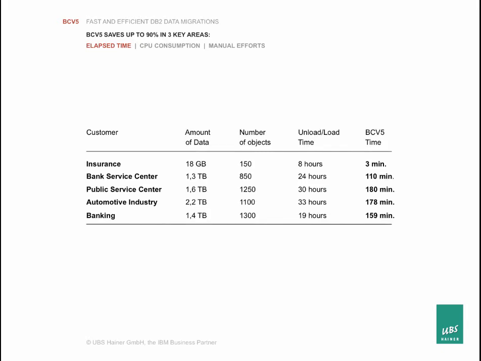Here are some numbers provided by users. We see the amount of data. Second column, number of objects, third, and the last two columns show the respective copy times. Without going into details, the savings of copy time is around 90%, sometimes even better. If you'd like, we can gladly put you in direct contact with our users.